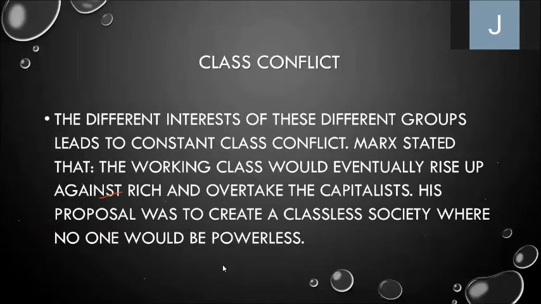Now, what is class conflict? Since I made mention of class, the rich and the poor. All right, so class conflict means that the different interests of these different groups lead to constant class conflict. So in our society, we have different classes, right? Of course, we have the rich, the elite, then we have also the middle group, the poor. Although we can group them into two, the rich and the poor. So Marx stated that the working class would eventually rise up against the rich and overtake the capitalists. So his proposal was to create a classless society wherein no one would be powerless, or there is equality between rich and poor.